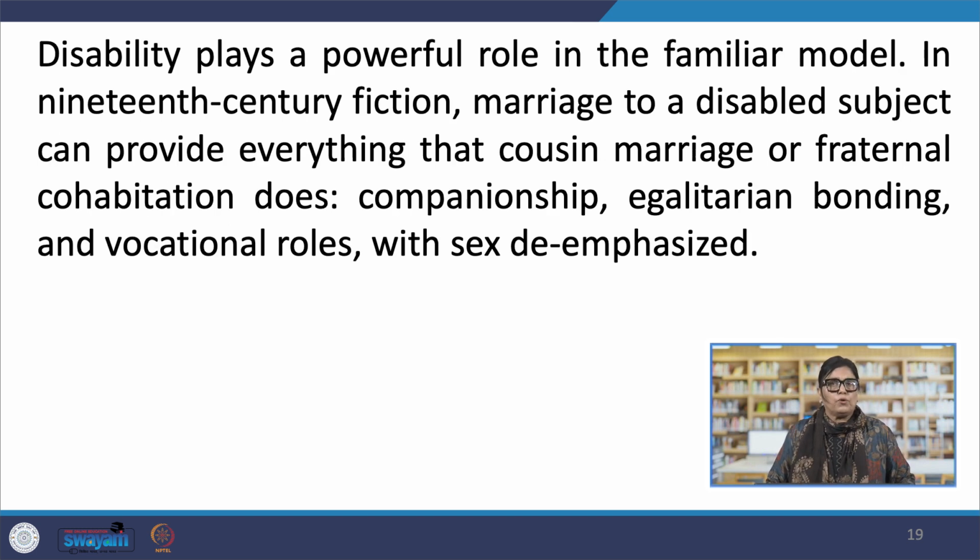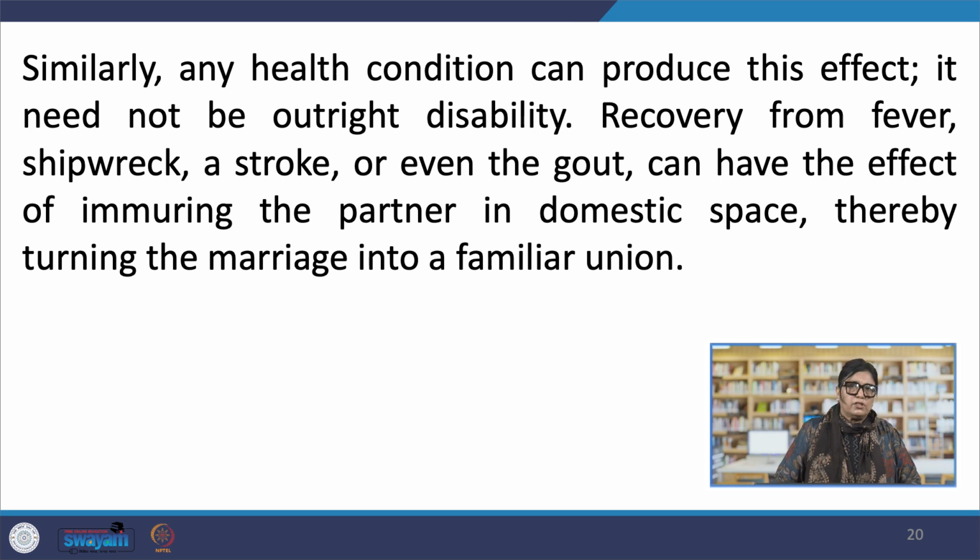Disability plays a powerful role in the familiar model. In 19th century fiction, marriage to a disabled subject can provide everything that cousin marriage or fraternal cohabitation does: companionship, egalitarian bonding, and vocational roles with sex de-emphasized. Similarly, any health condition can produce this effect. It need not be outright disability. Recovery from fever, shipwreck, a stroke, or even the gout can have the effect of immuring the partner in domestic space, thereby turning the marriage into a familiar union.